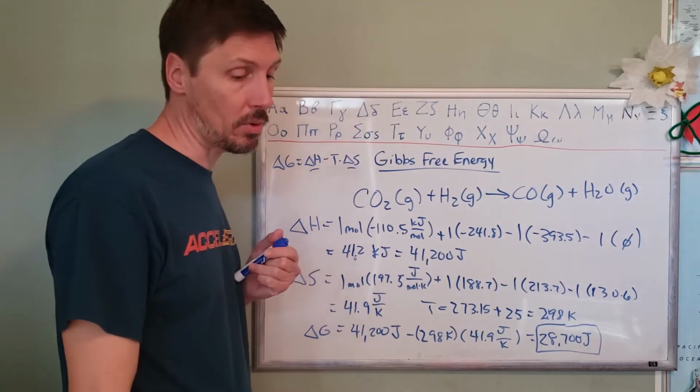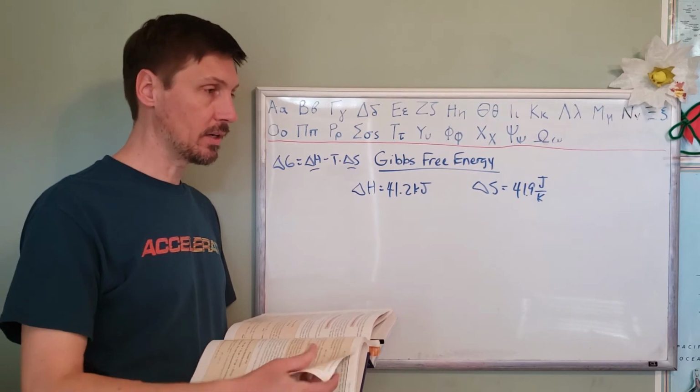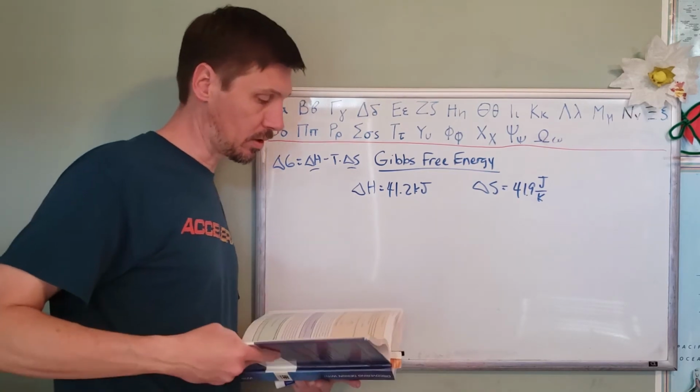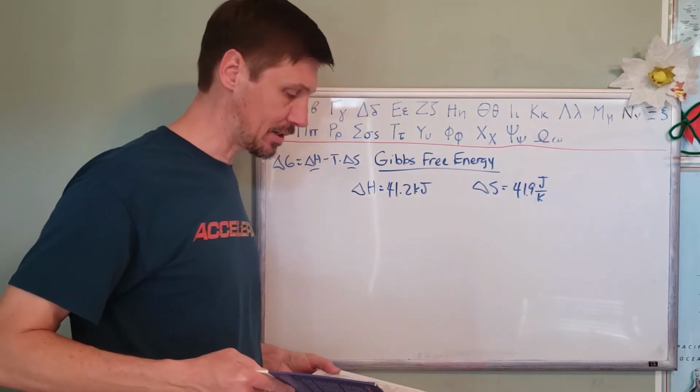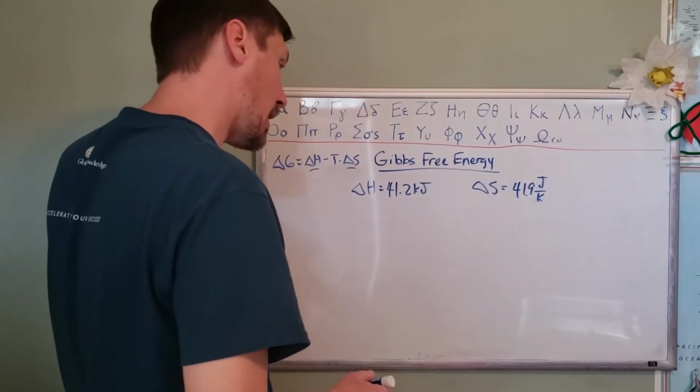So example 14.8, and this problem says for the same reaction that we just calculated change in H and change in S for, what temperatures is the reaction spontaneous, right? So we're trying to figure out if it wasn't spontaneous at the temperature that it was at, 25 degrees Celsius, what temperature do we need in order for it to be spontaneous, right? And so how do we figure that out?